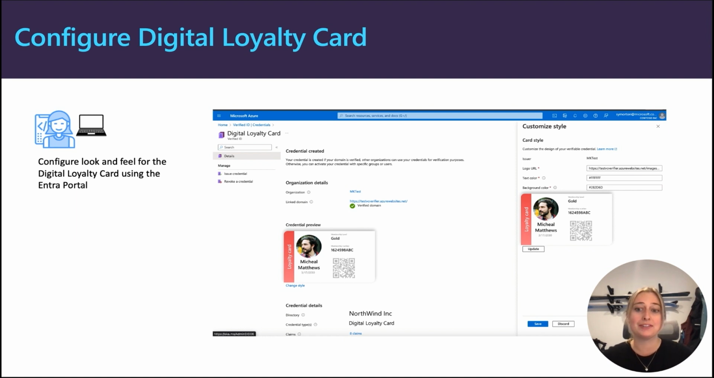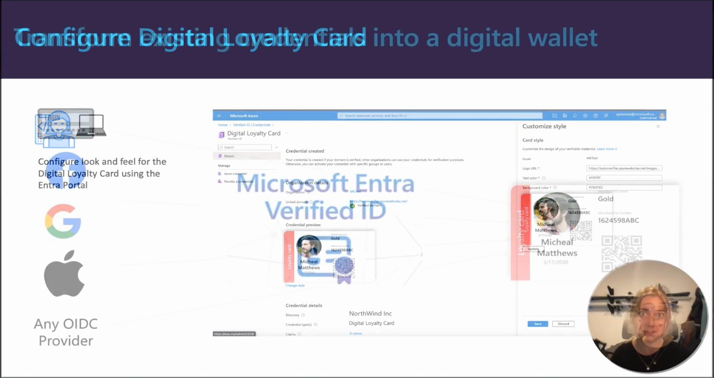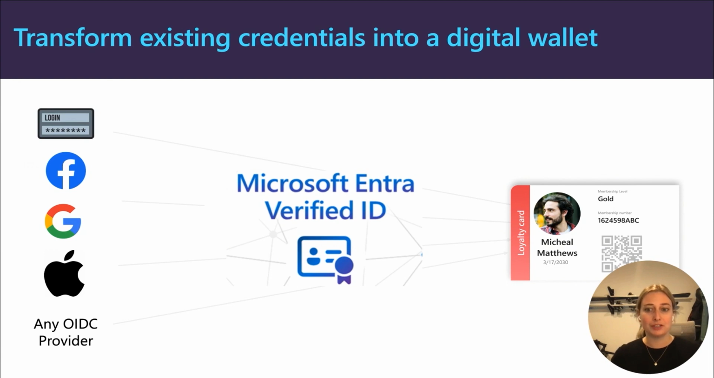The first step is to configure the look and feel for our digital loyalty card using the Entra portal. We can style the verified ID with accent colors, custom text, and a logo. We can also configure the source of claims contained within the verified ID. They can be transformed using existing credentials from any identity provider into a digital loyalty card that can be used in person and online across the internet.